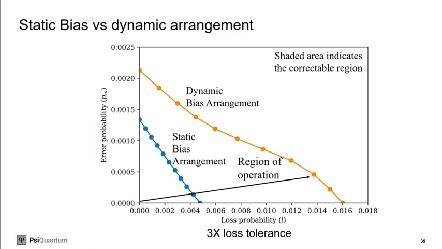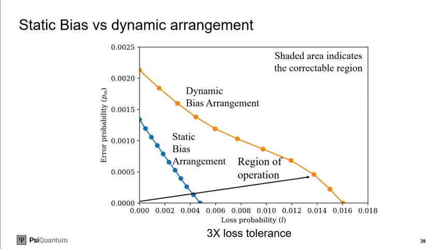And what we find is that if we use dynamic bias arrangement, we end up with this orange line that you see here. We are able to expand the region of operation significantly. And so for all values of loss and error probability, we find that we get a better threshold.